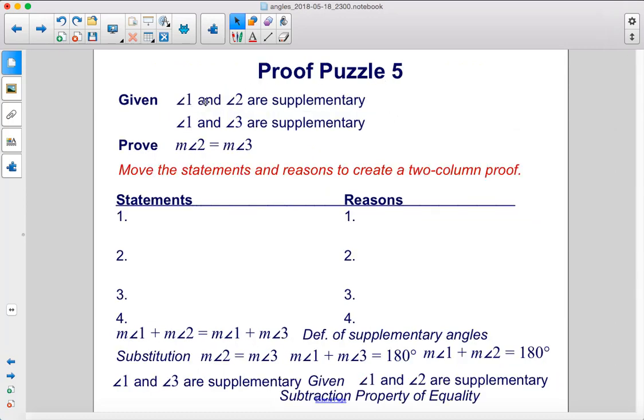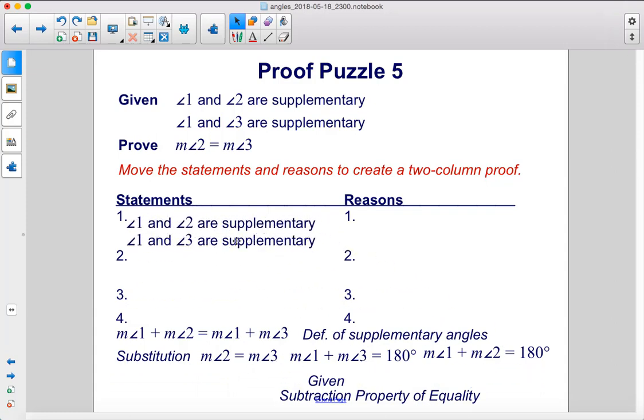Given that angles 1 and 2 are supplementary and angles 1 and 3 are supplementary, prove that the measurement of angle 2 equals the measurement of angle 3. Alright, so we start with our given statements. Angles 1 and 3 are supplementary, angles 1 and 2 are supplementary, and those are given.